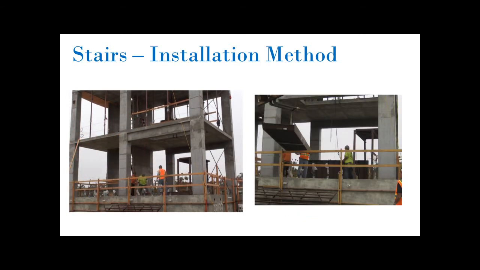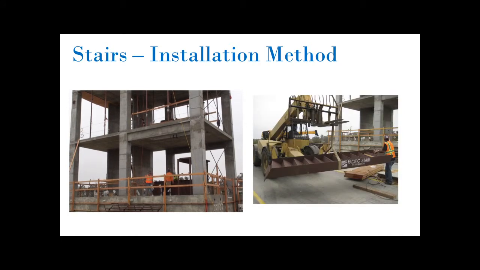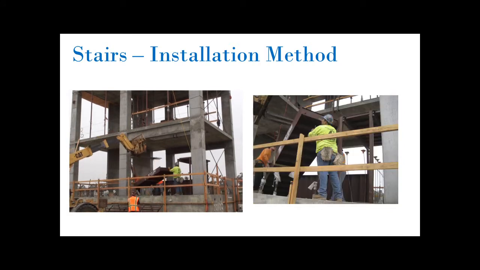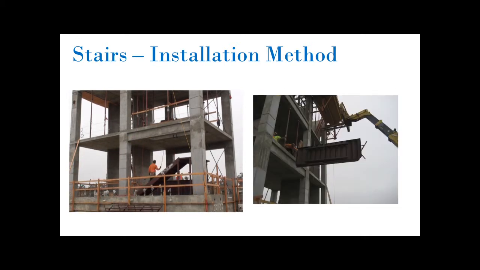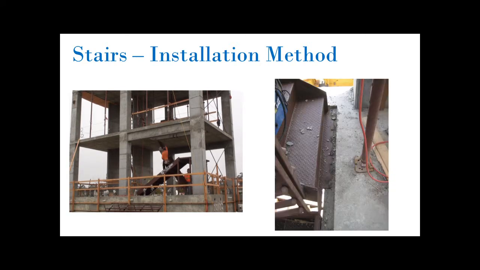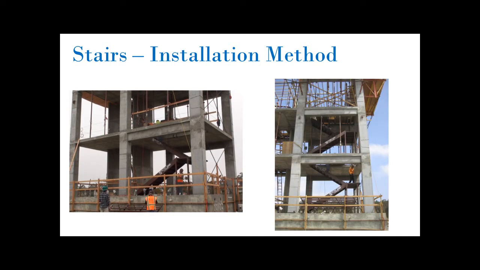The landing was erected first, and the lower flight of the stairs was lifted in place by a crane. Similarly, the upper flight was brought in with a crane and bolted to the landing and the second floor. The upper flight was connected to the next floor level by field welding to a steel plate that was cast with the floor slab. This method was repeated for the staircases at subsequent floors.